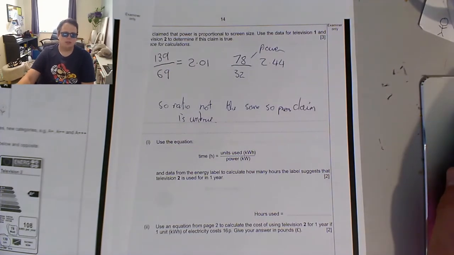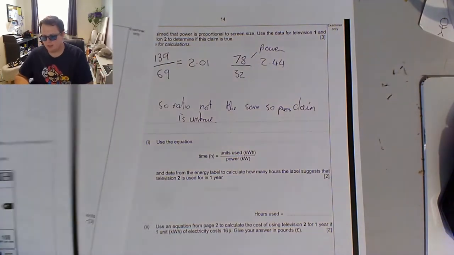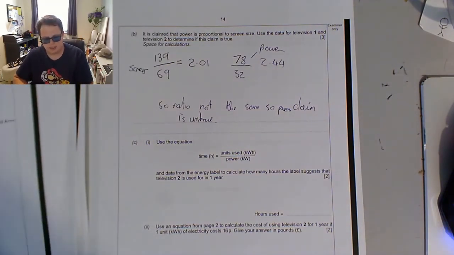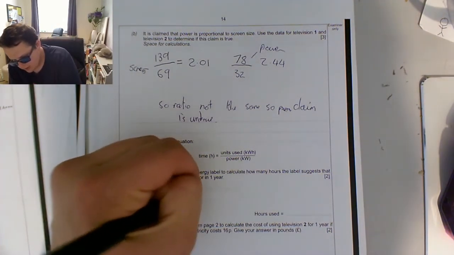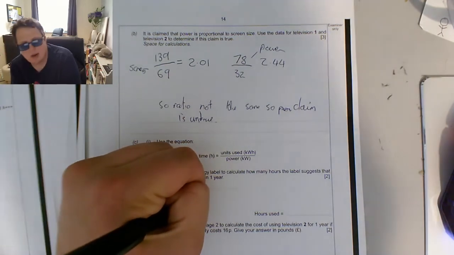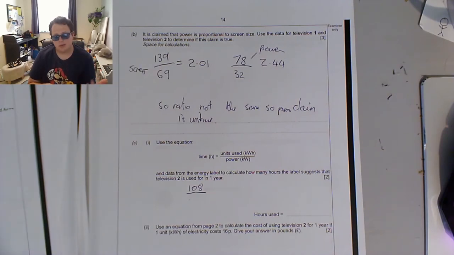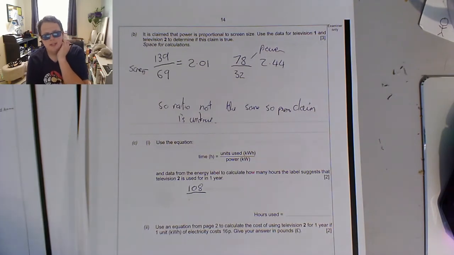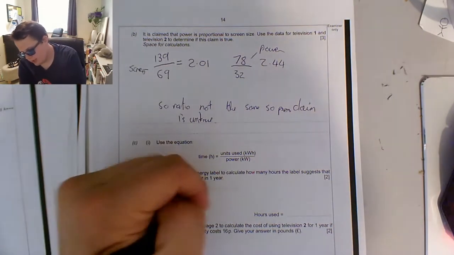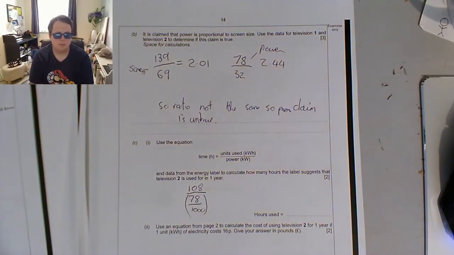Okay, so we're now going to use the equation. Time in hours is units used in kilowatt hours divided by power in kilowatts. And the data from the energy label to calculate how many hours the label suggests television 2 is used. So television 2 uses 108 kilowatt hours and its power is 78 watts. So we've got to be careful here. We've got kilowatt hours on the top, we've got watts on the bottom. So we need to convert our watts into kilowatts. So that's 78 divided by 1,000. So that's the sum we're going to do.